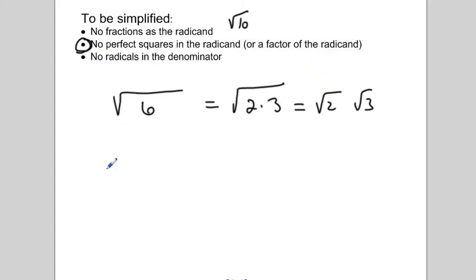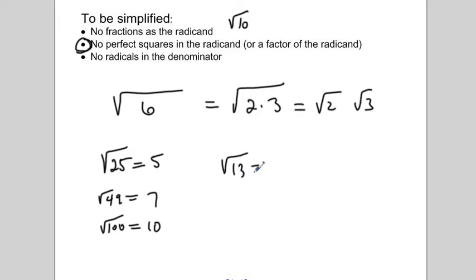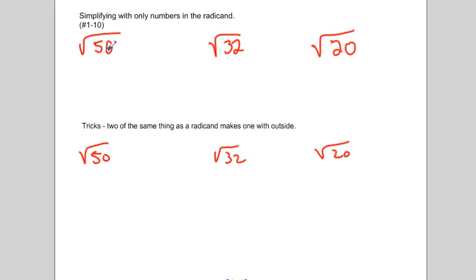Let me review again perfect squares. Remember, perfect squares are numbers that when you take the square root, you get a whole number. Like the square root of 25, or the square root of 49 is 7. I had you write a list of them. The square root of 100 is 10. Your answer is a whole number, versus like the square root of 13. That's going to be some crazy decimal. I don't even know what it is. The square root of 64, that's a whole number, 8. These are perfect squares: 64, 100, 49, 25. So we're trying to get the perfect squares or any factor of these numbers that are perfect squares.